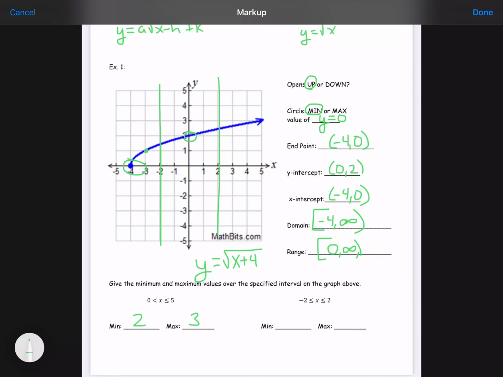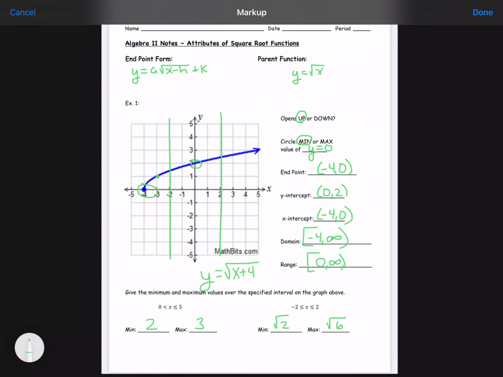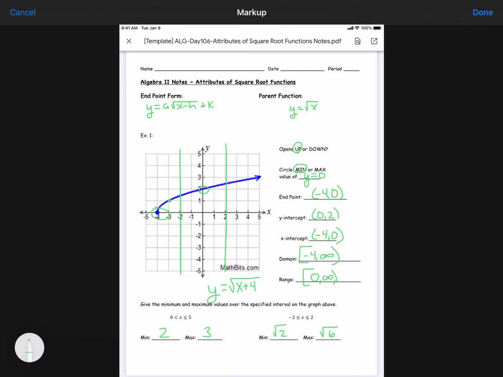Now, when we have -2, when it's in between here and here, we can see that -2 is the lowest point. And so when we plug in -2, that means we're going to have -2 plus 4, or just the square root of 2. And we can just leave it as the square root of 2. And the highest point is when it is at +2. So when we plug in +2, our maximum value is the square root of 6. So hopefully that isn't too difficult.